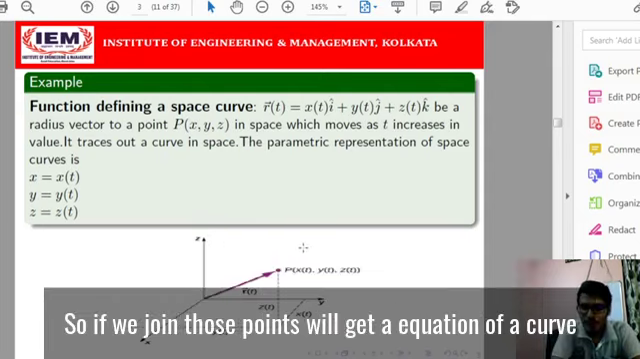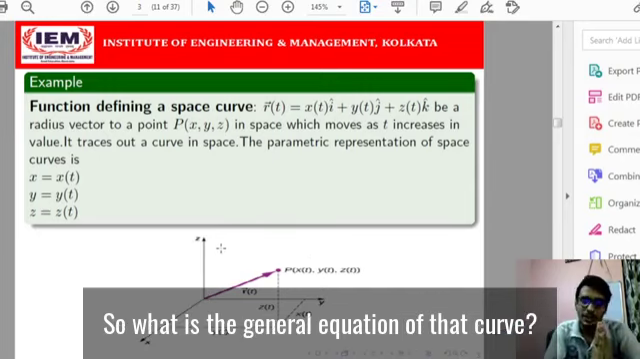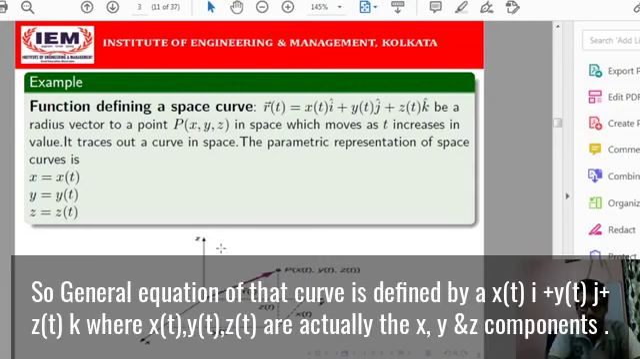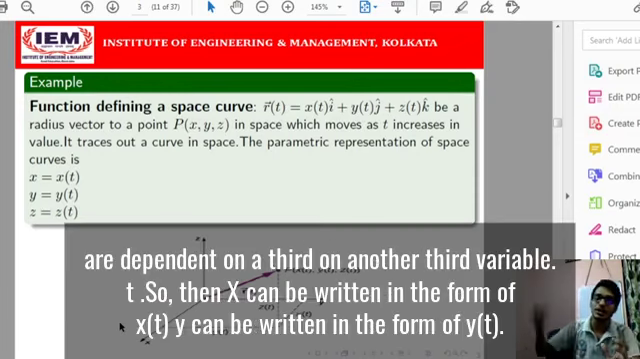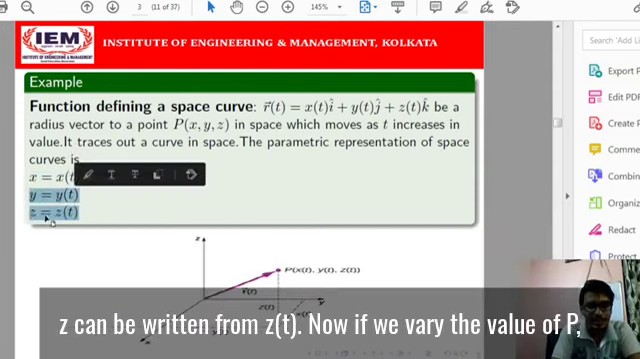If we join those points, we will get the equation of a curve. What is the general equation of that curve? It is defined by r(t) equals x(t) i plus y(t) j plus z(t) k, where x(t), y(t), z(t) are the x, y and z components. You know the parametric representation. If all these variables x, y, z are dependent on another variable, that is t, then x can be written as x(t), y as y(t), and z as z(t).